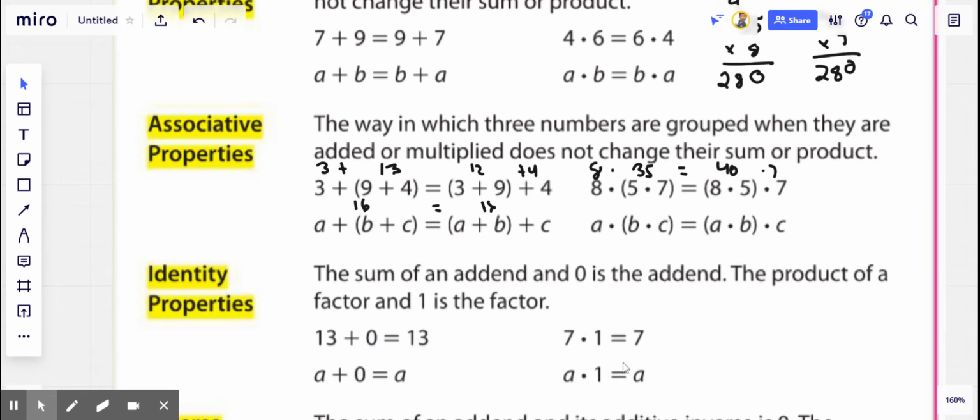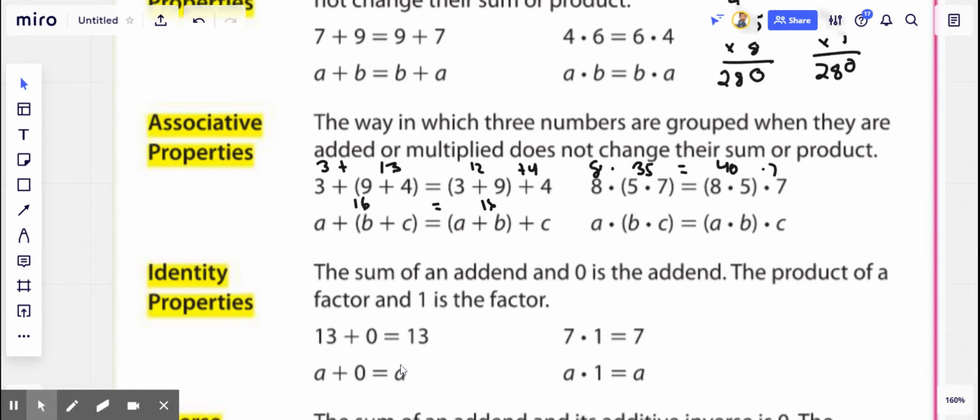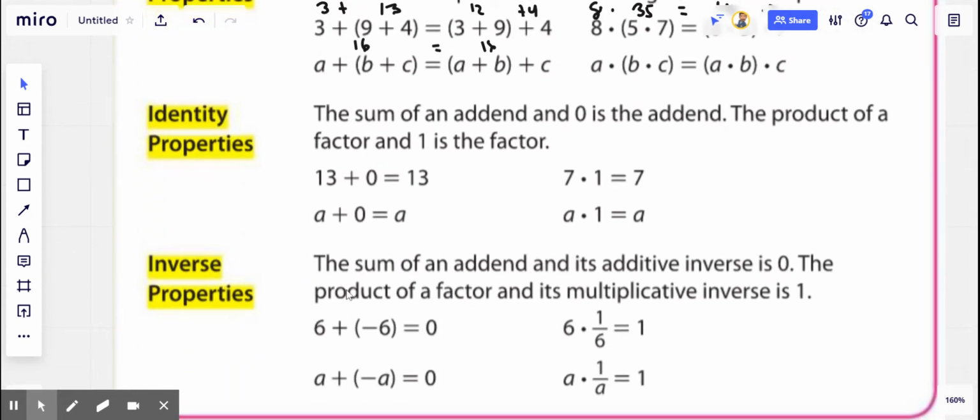And same thing with the products. If we're multiplying 7 times 1, the product of a factor and 1 is the factor. So that means the answer to a multiplication where a number times 1 is the number, pretty much. Okay, so 7 times 1 equals 7. So that is the identity property.